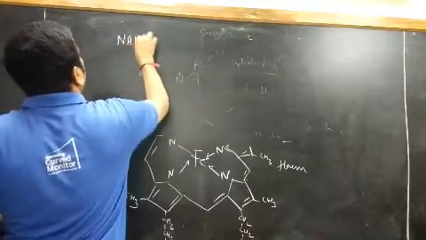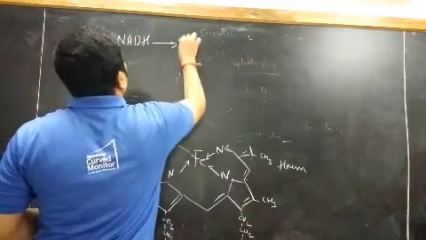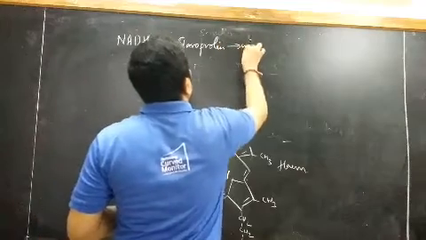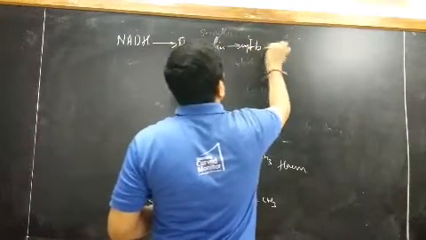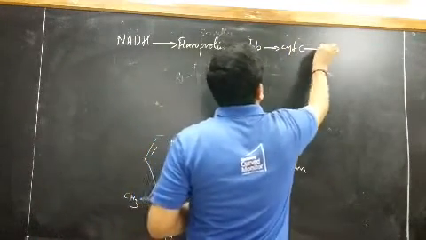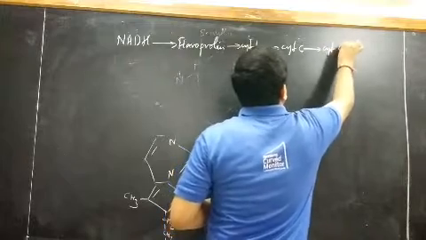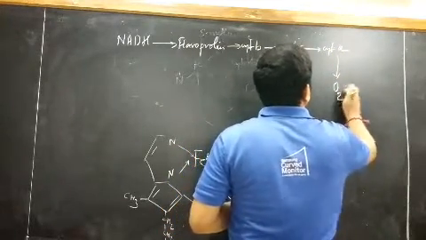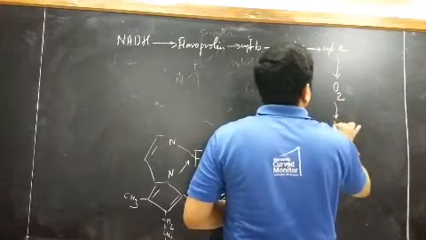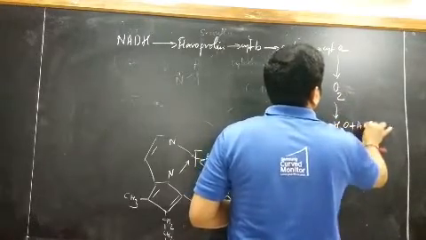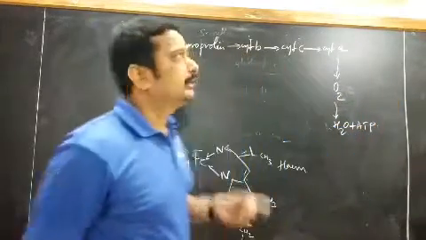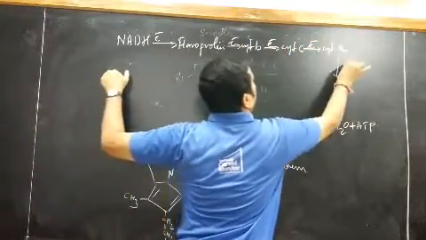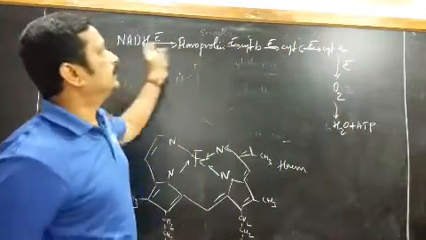NADH to flavoprotein, then cytochrome B, cytochrome C, cytochrome A, then oxygen, which is reduced to water plus ATP. So this is how the electron is transferred, like this.